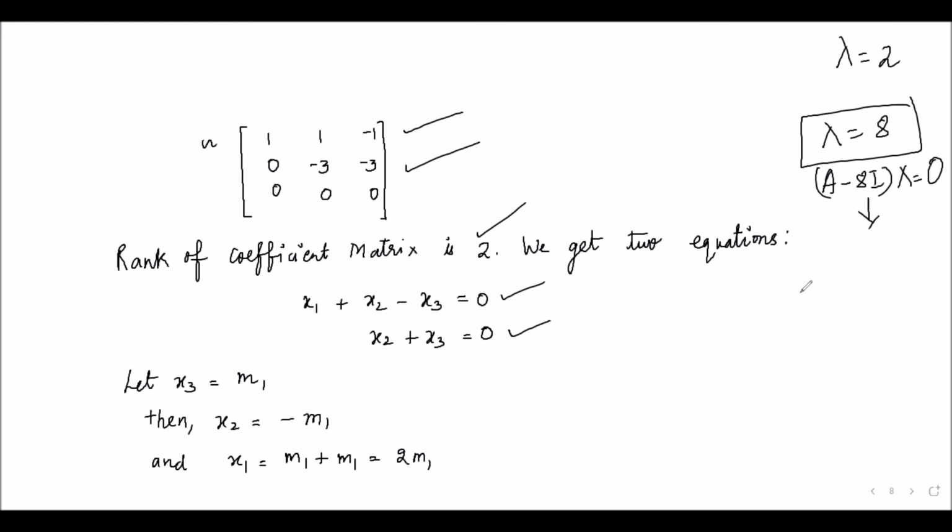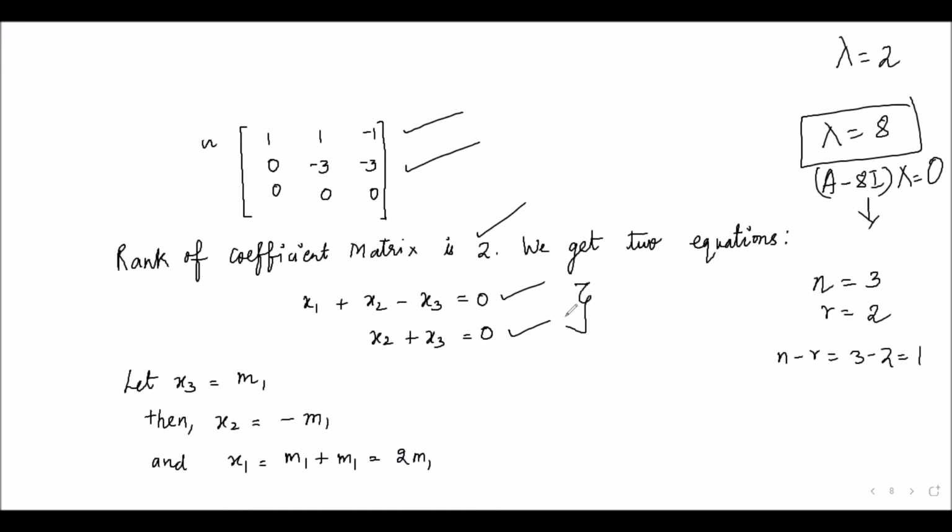Now here, the number of unknowns is 3. Rank is 2. It will be the case of infinite solutions. We will be assuming some free variables. The number of free variables which we will be assuming will be n minus r, which is 1. So now we need to assume only one free variable.